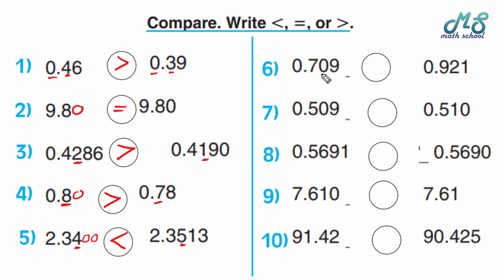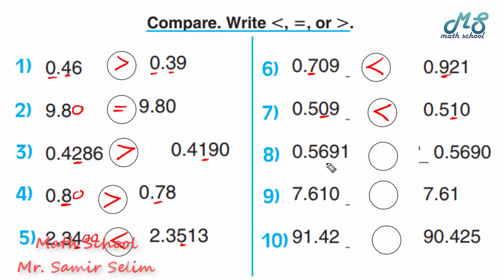Next, 3 decimal places, 3 decimal places. 0, 0, they are the same. Look at the 10th place, 7 at the left, 9 at the right. 7 is less than 9, so you have to write less than. Next, 0, 0, they are the same. 5, 5, they are the same. 0 and 1. 0 is less than 1, so you have to write less than.